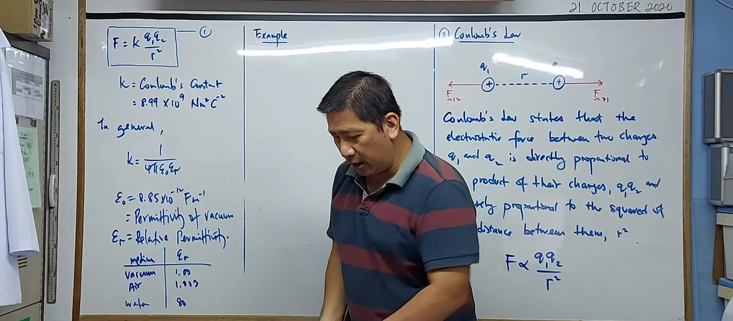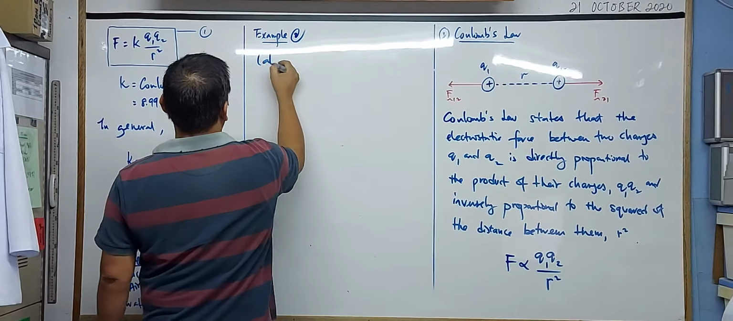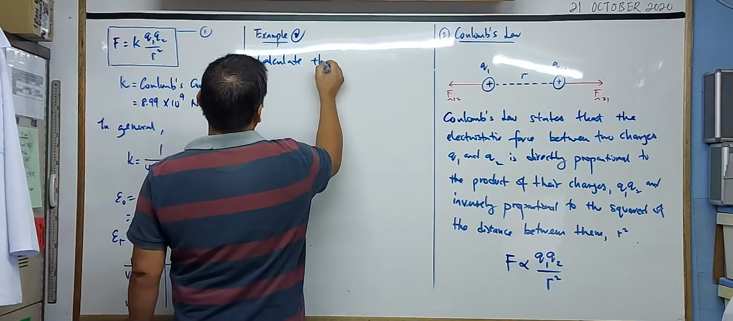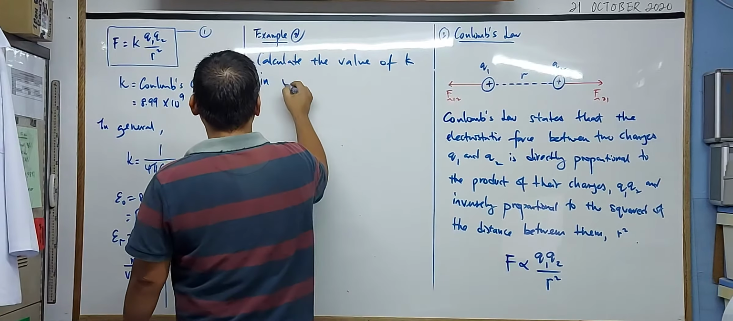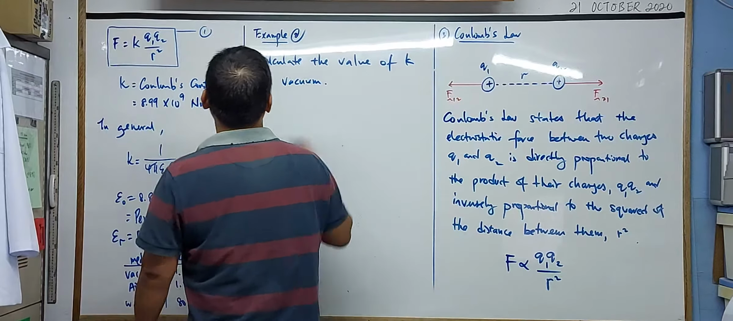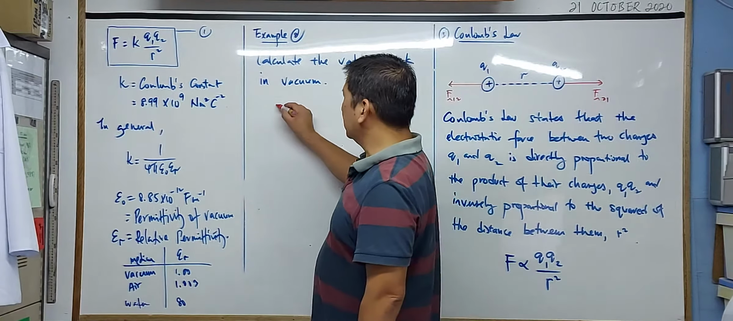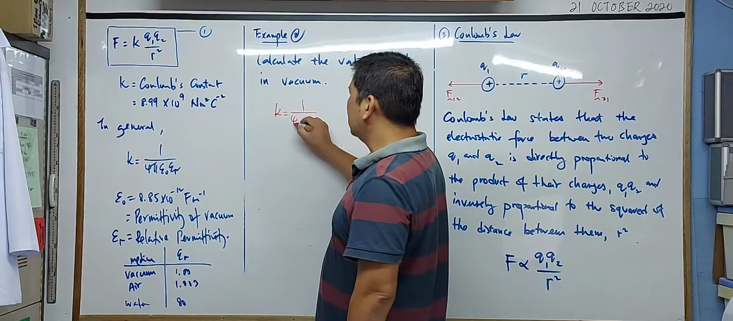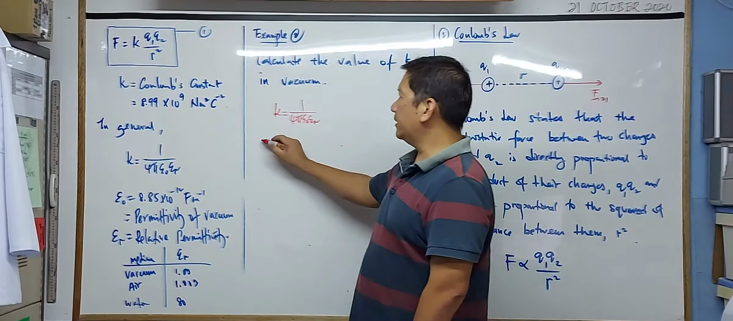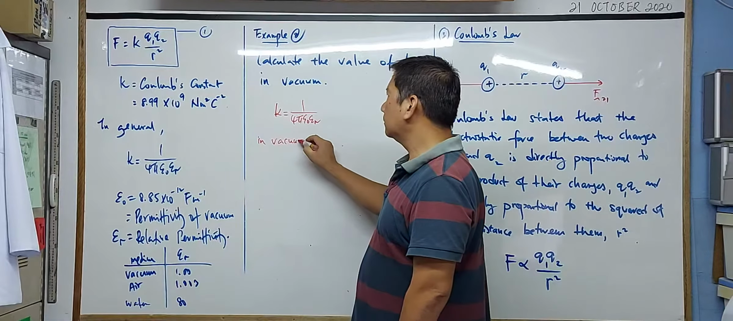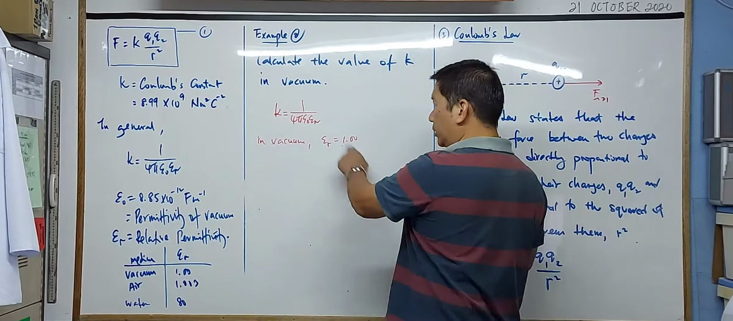We call this example number 2. Calculate the value of k in vacuum. We have the k formula equal to 1 over 4 pi epsilon naught epsilon r. Now, because in vacuum our epsilon r is equal to 1.00, I put in this value.